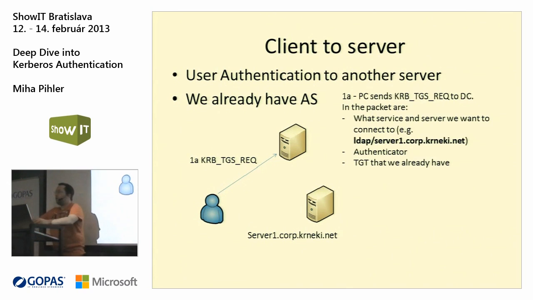And in this request, I will again say that I'm talking to the domain controller first. I know what server I want to go to, and I know what service I'm connecting to. And I'm telling this to the domain controller. Dear domain controller, I would like to connect to server 1 on service LDAP. And that's about it. I also include some other information in this packet that I talked about earlier, like the authenticator and the TGT that I already have.